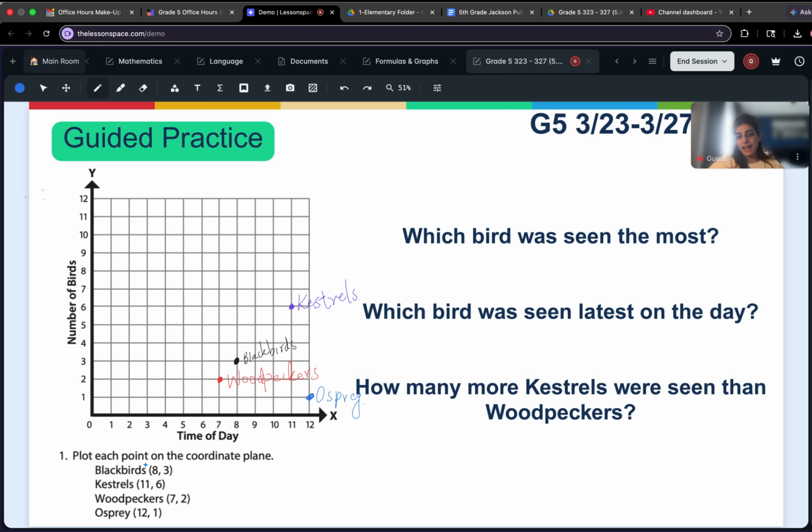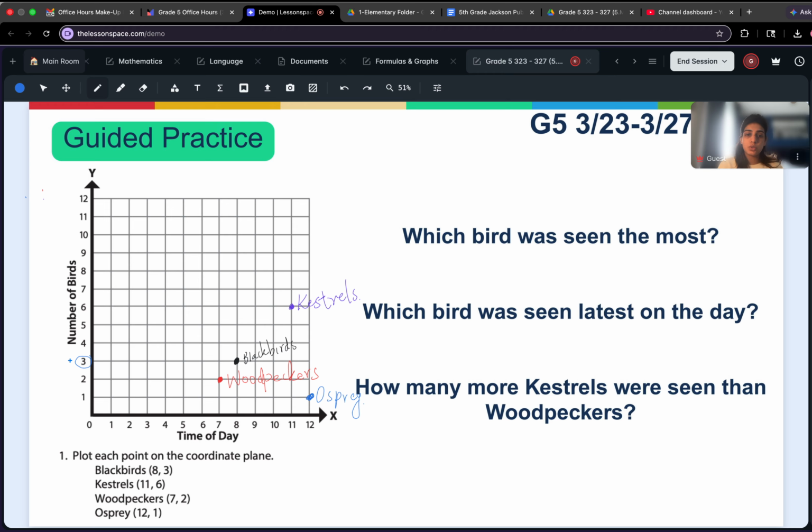Okay, if we begin with the blackbirds, blackbirds were seen at exactly 8 hours of the day, and the number of birds was 3, right? So this number on the y-axis represents how many blackbirds there were. So the number of blackbirds was 3. In the same way, kestrels were 6 in number. Woodpeckers were 2. Osprey was 1. It was just 1 osprey, right? So this is how we read the graph, by looking at the x-axis and the y-axis. I repeat myself, the x-axis represents the time of the day, whereas the y-axis represents the number of birds.